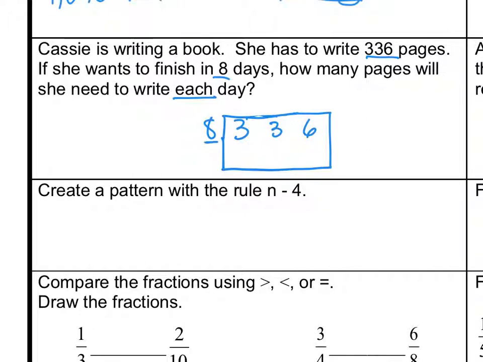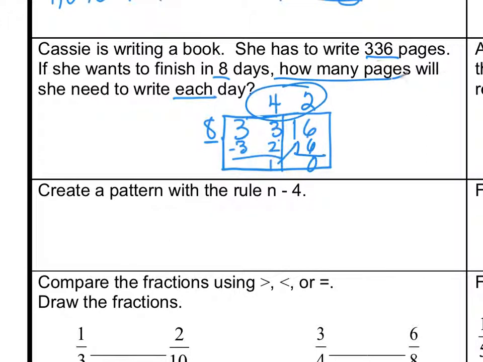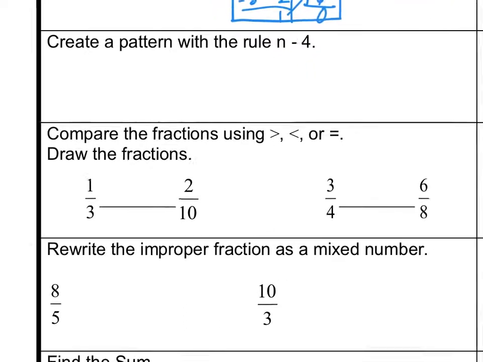And I know I can't get a group of 8 out of 3, so I'm just going to draw this line, and we're going to go ahead and look at the 33. And that would be 4, because 4 times 8 is 32 with a difference of 1. And 8 will go into 16 2 times, because 2 times 8 is 16. So we do not have a remainder. And our final answer, how many pages will she need to write each day? 42 pages each day for 8 days, and then she'll be finished.